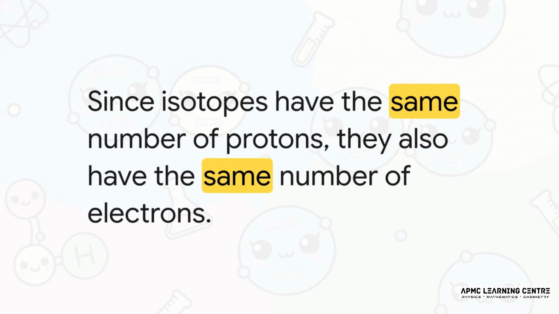Since all isotopes of an element have the same number of protons, they also have to have the same number of electrons to stay electrically neutral. The neutrons, they're just chilling in the nucleus, adding a little weight. They don't affect that electron party happening on the outside one bit.